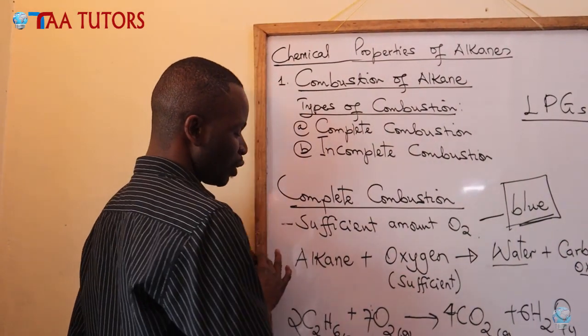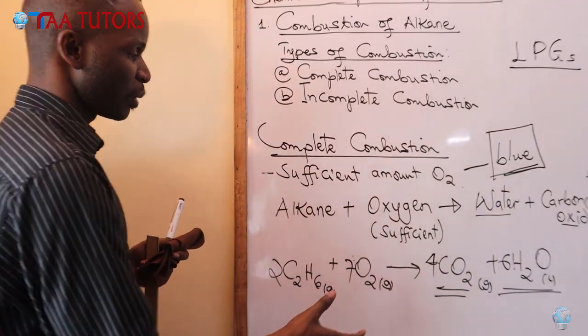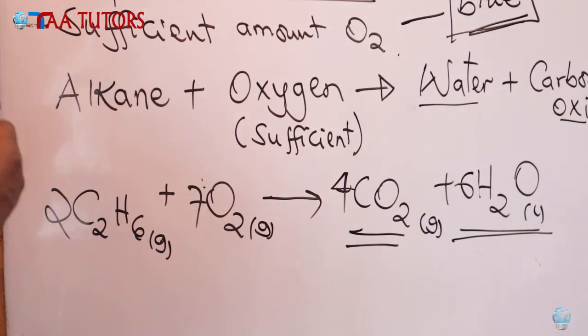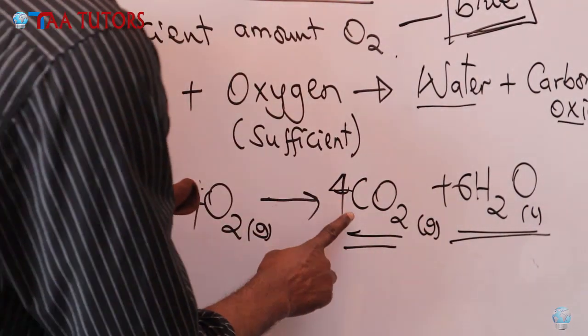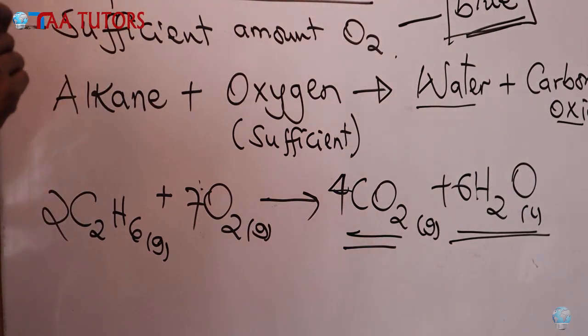So, I've given you an equation here. Methane can go under the same equation. Propane can undergo the same equation. But what you have to know is to stick to the products: water and carbon dioxide gas. That is how you know there is sufficient oxygen.